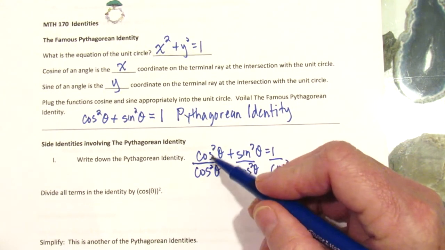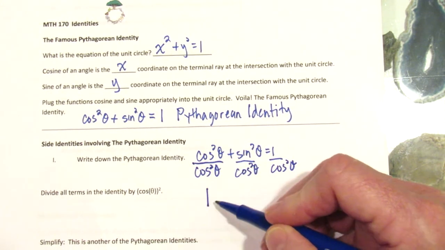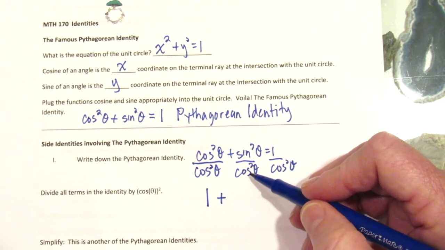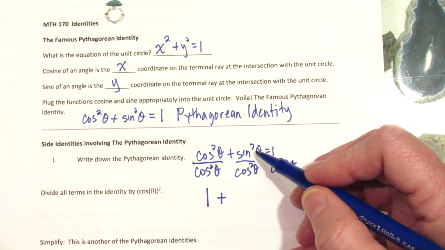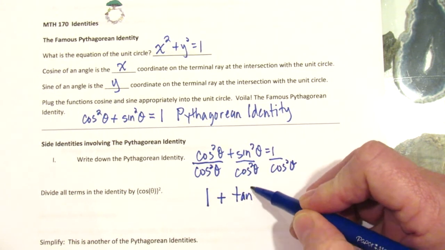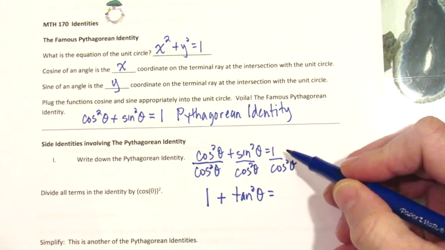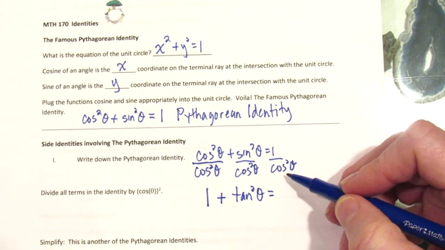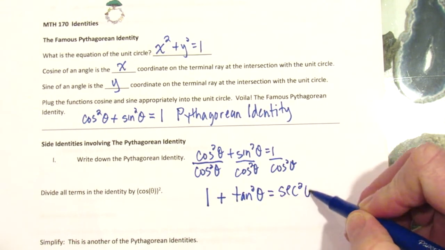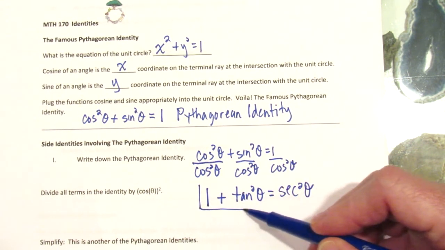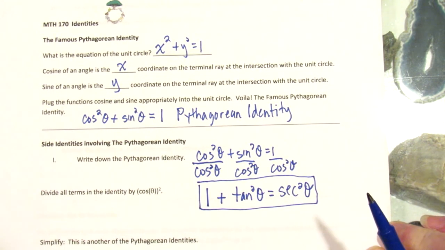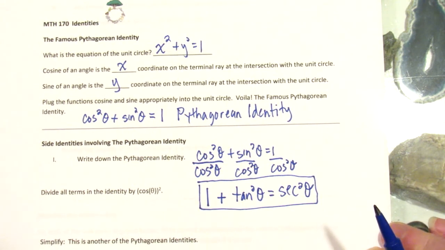And then cosine squared divided by itself will equal 1. Sine divided by cosine is tangent, so sine squared divided by cosine squared will be tangent squared. And 1 over cosine is secant, so 1 over cosine squared is secant squared. That's another famous identity that gets used a lot. 1 plus tangent squared is equal to secant squared.